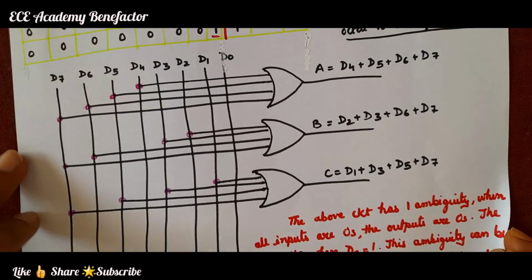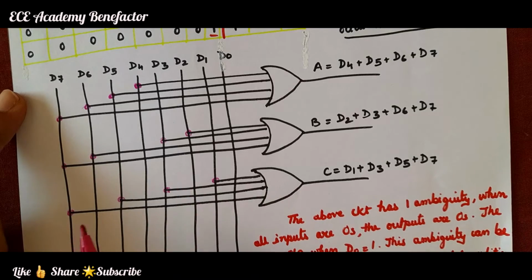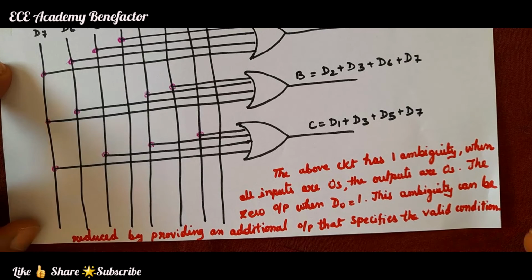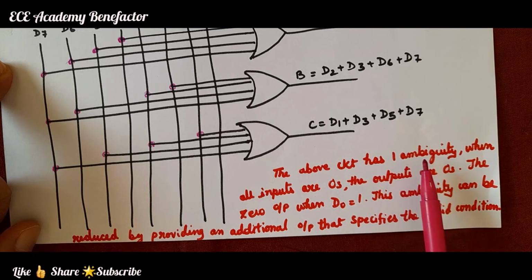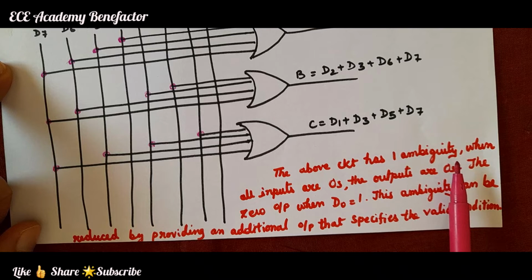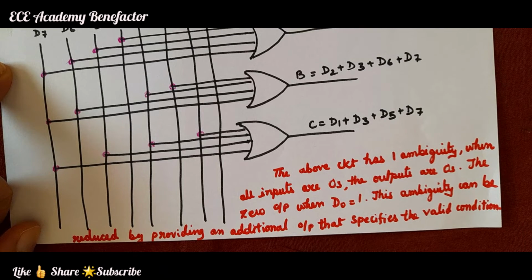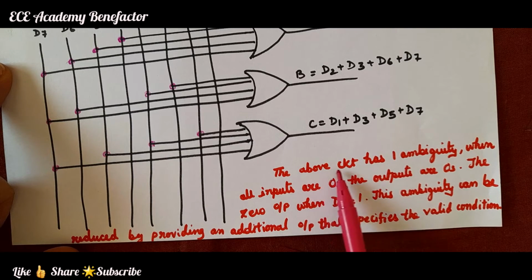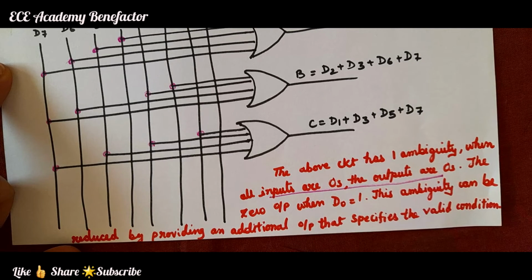So this is the octal to binary logic diagram. Okay. So here there are few points to understand. The above circuit has one ambiguity. When all the inputs are 0, the outputs are 0. When all the inputs are 0, what will be the output? When there is no input, will there be any output? No. So the above circuit has one ambiguity. When all the inputs are 0, the outputs are 0.